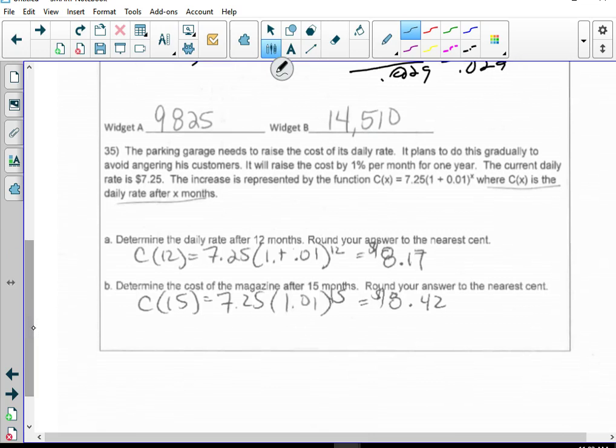All right, all you're doing here, literally, is just putting the 12 in and the 15 in right there. Because it says X is months. So when you plug 12 in, you get $8.17. When you plug 15 in, you get, is that $18 or $8.42?